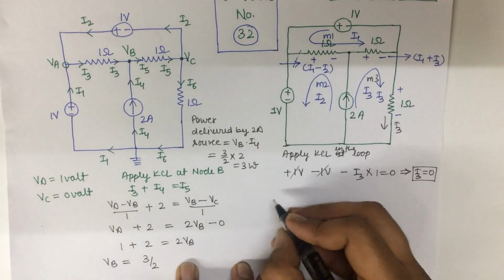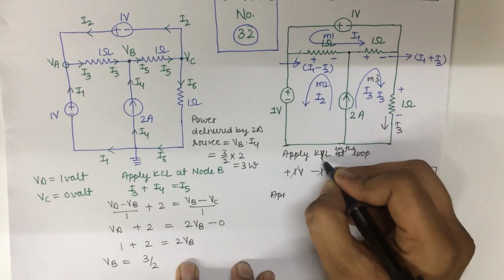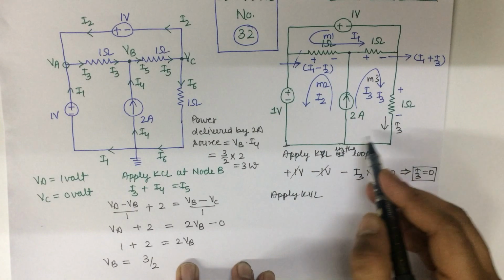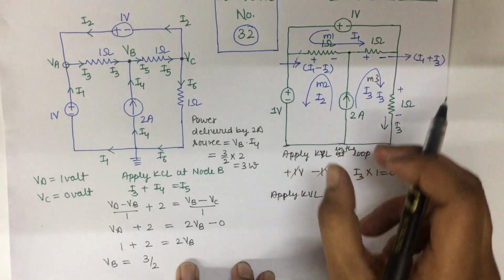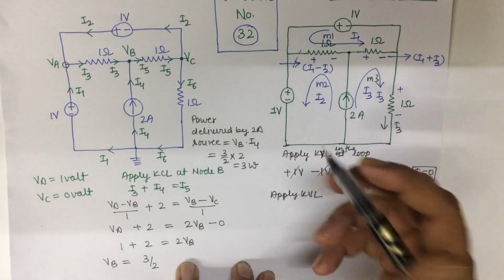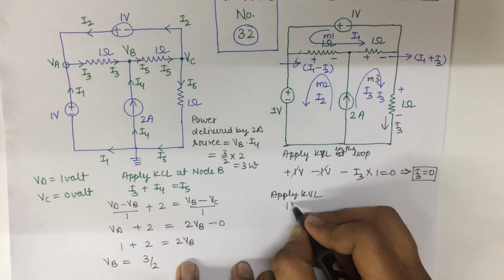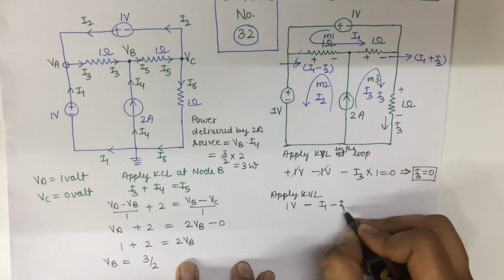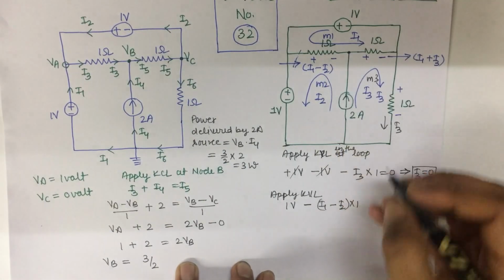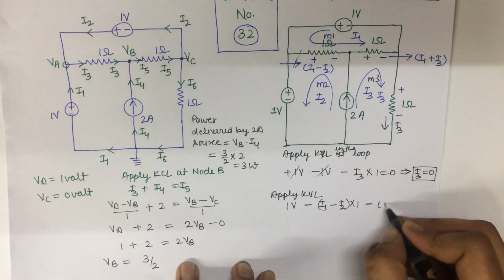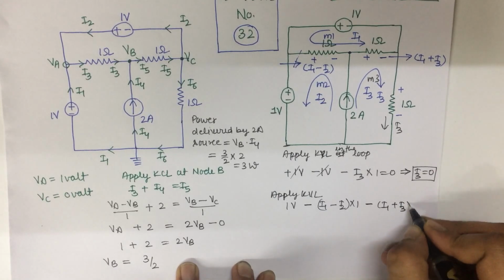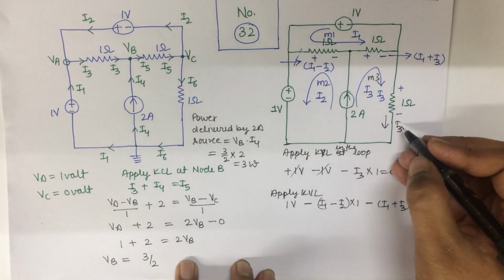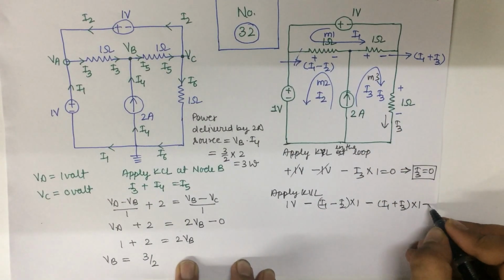Now apply KVL in the intermediate meshes, the sum of these two meshes. Start from here, 1 volt minus (I1 minus I2) into 1 ohm, minus (I1 plus I3) into 1, and here I3 is equal to 0, which means there is no drop, equal to 0.